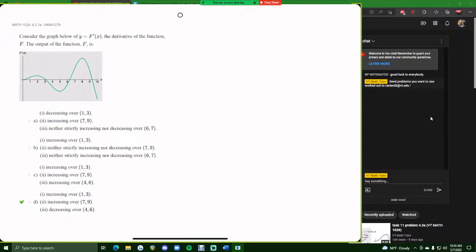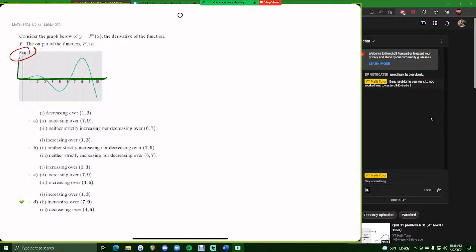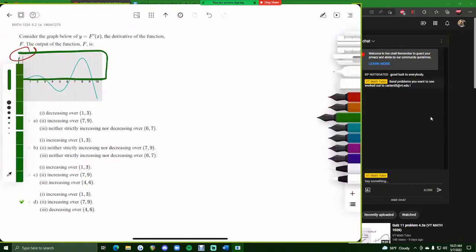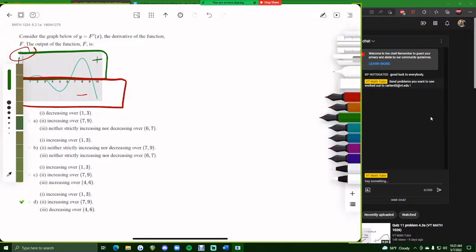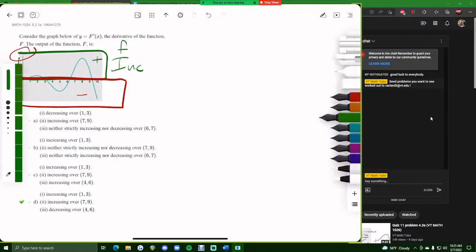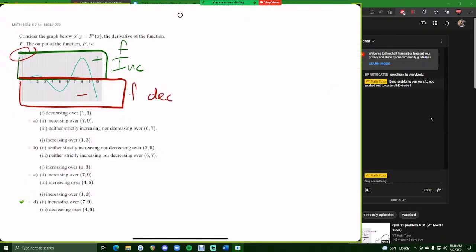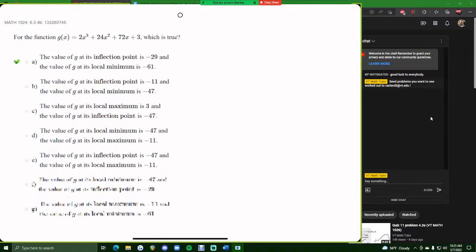Again, same idea here. We're given the graph of F prime. So increasing and decreasing is dependent on whether F prime is above or positive, or where F prime is below or negative. So when it's above, F is increasing. When it's below, F is decreasing. And I'll just leave it at that for this, and you can analyze increasing or decreasing for those intervals.